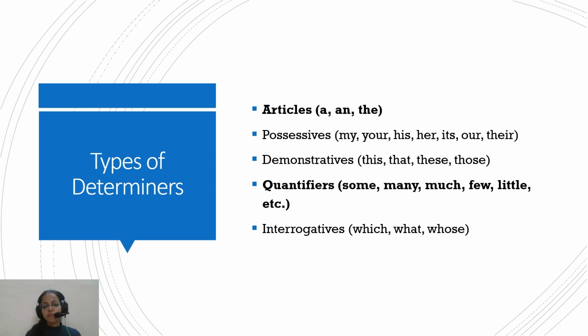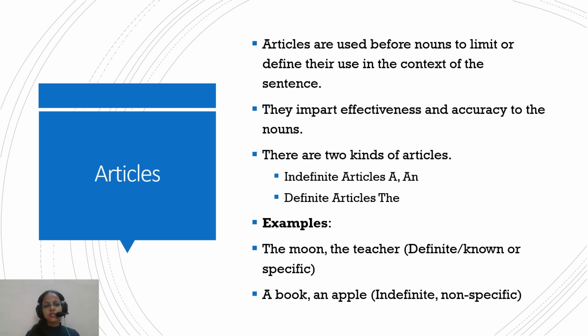So possessives. Demonstratives, they give you a direction or a position. So this, that, these, those, these are the demonstratives. Interrogatives help us ask questions. So which, what, whose. So these are all determiners. Now let's start with the first type, that is articles.